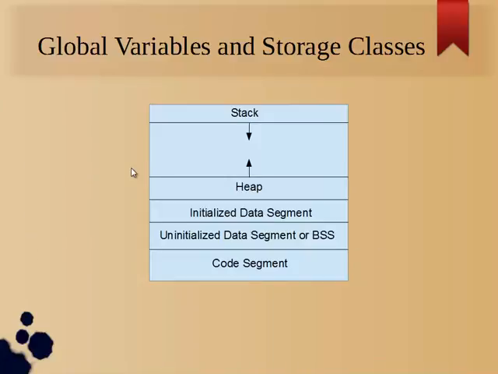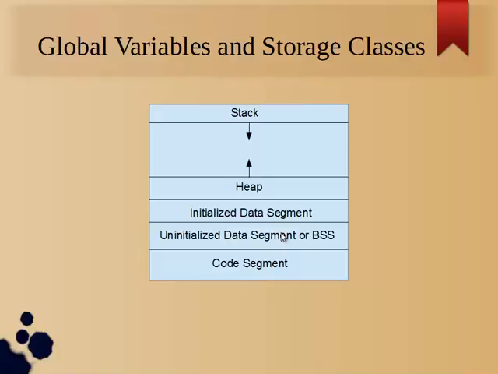Now we will see where these storage classes are getting stored. All the local variables which have auto get stored on stack, while heap contains all the dynamically allocated variables. If you remember, I had shown you a data segment in our previous memory diagram. However, the data segment actually consists of two parts: initialized data segment and uninitialized data segment.